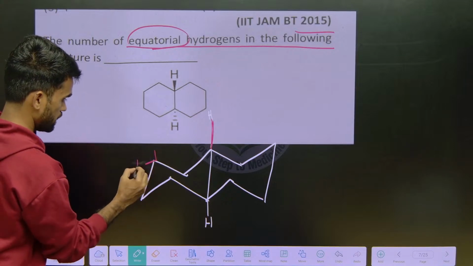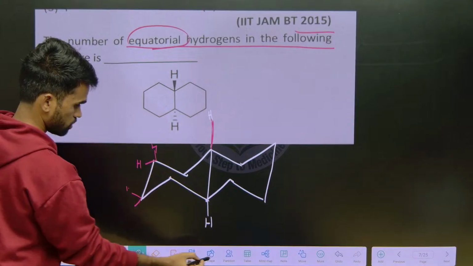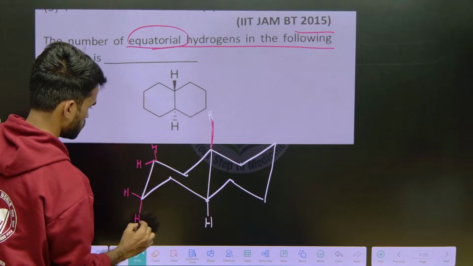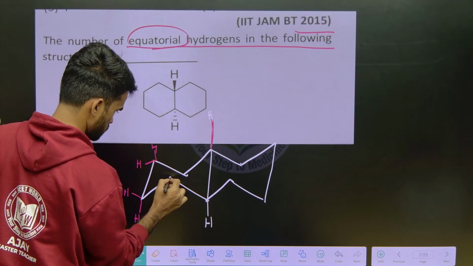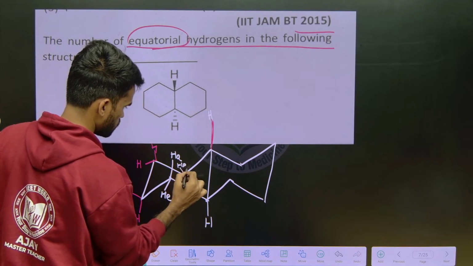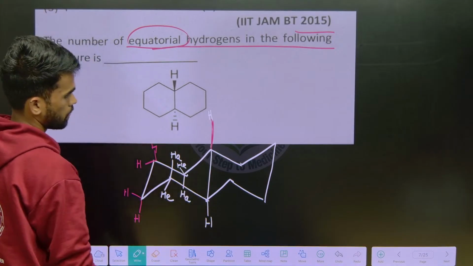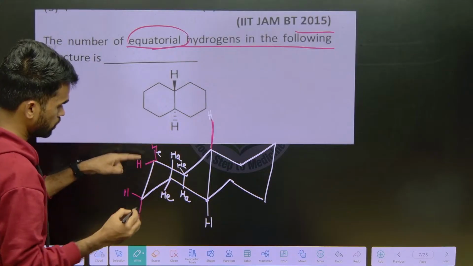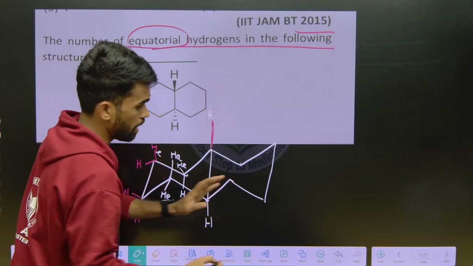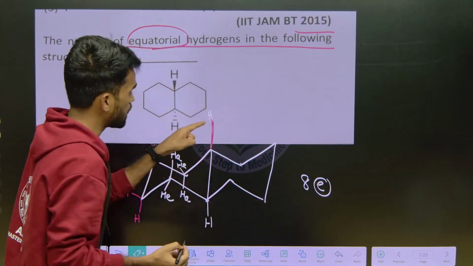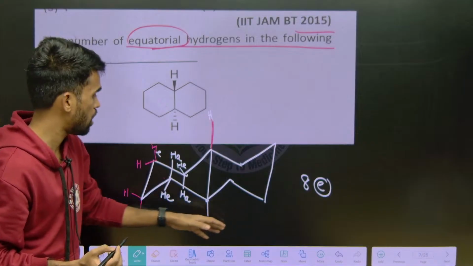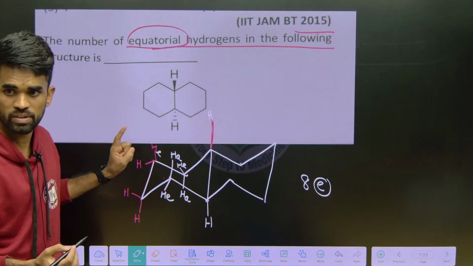On each carbon you represent H, H, like that. Tell me. See, 1, 2, 3, 4, 5, 6, 7, 8. 8 equatorial hydrogens are there, because at these 2 positions alkyl groups are already there, so these equatorial positions are not empty. The remaining positions all have 1 hydrogen in the equatorial position.